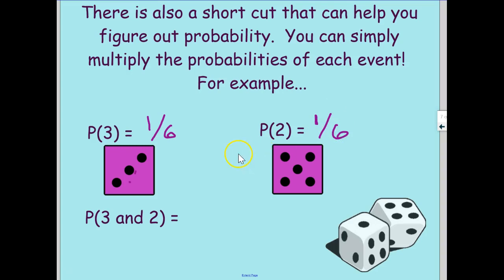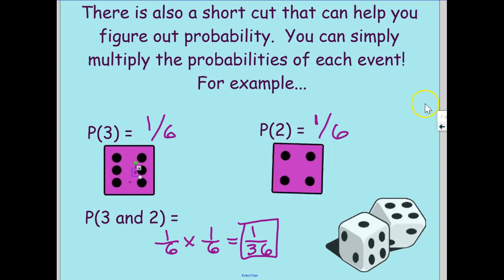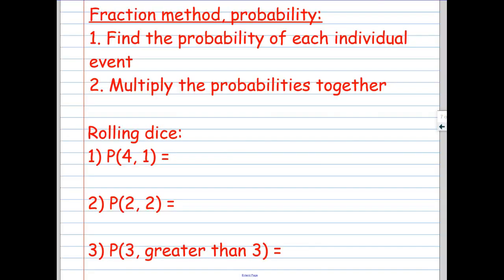And so what's the probability of rolling a 3 and rolling a 2? Well, I would just multiply those two probabilities. I'd get 1/6 times 1/6. And when you multiply fractions, you just multiply across. So 1 times 1 is 1. 6 times 6, 36. So I have a 1 in 36 chance of rolling a 3 on the first die and then rolling a 2 on the second die. Nope, still hasn't happened. Okay, go ahead and pause, write all this down.